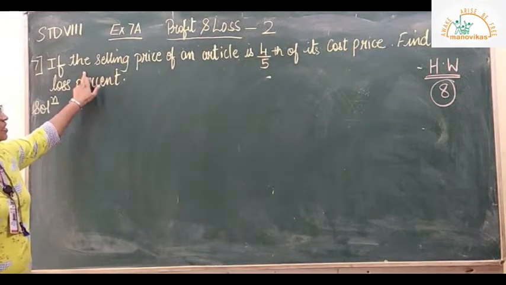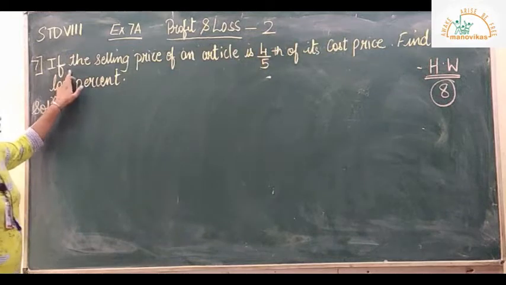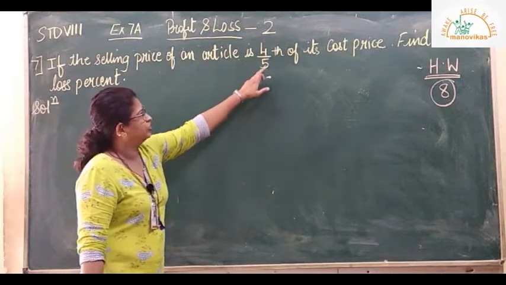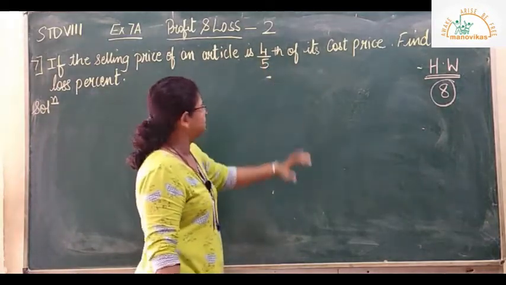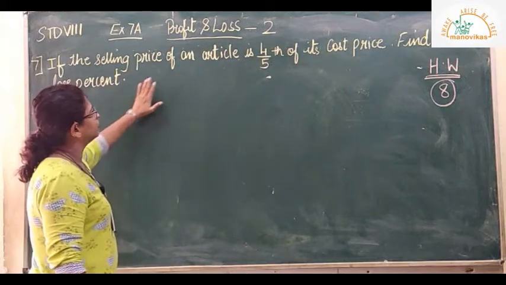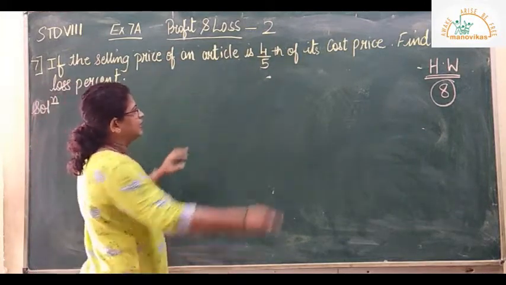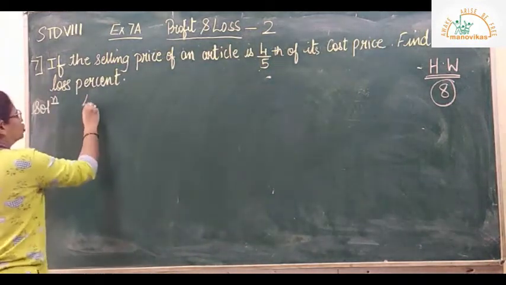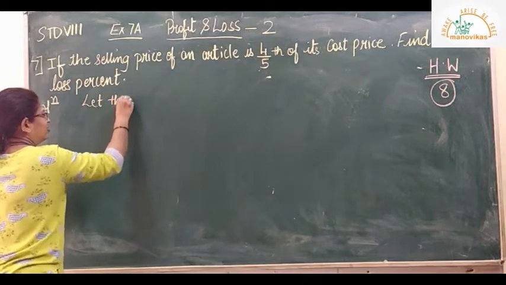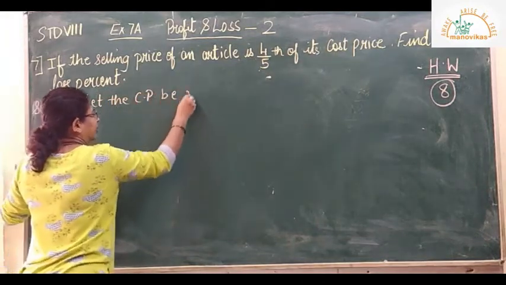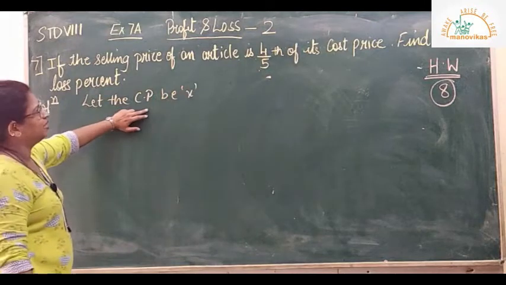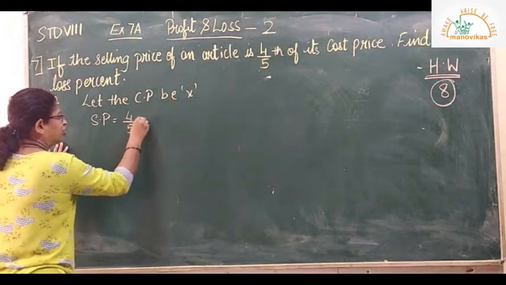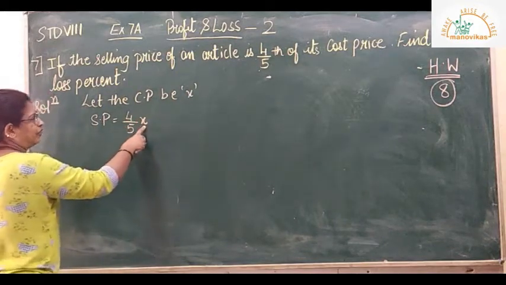Okay, we continue with the seventh sum of the same exercise. If the selling price of an article is 4/5 of its cost price, find the loss percent. So now they have told us about the selling price, that it is 4/5 of the cost price. The cost price is not given, so let the CP be x. Selling price is 4/5 of the cost price, that is x.